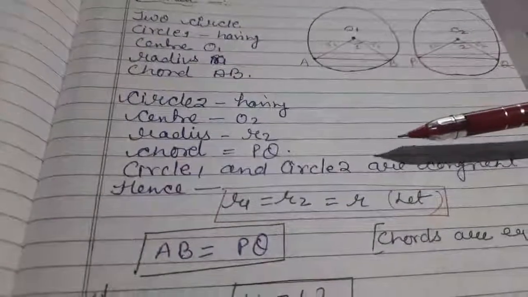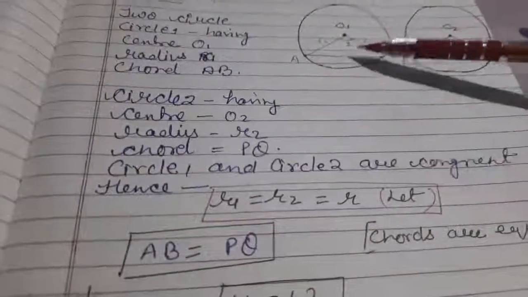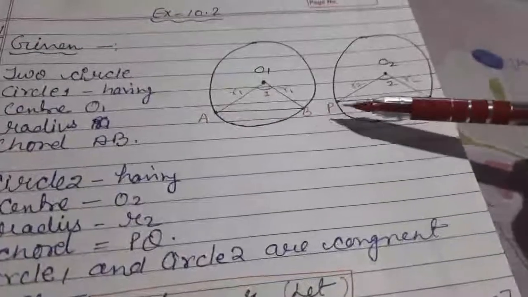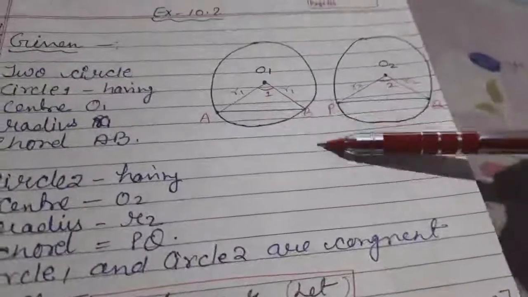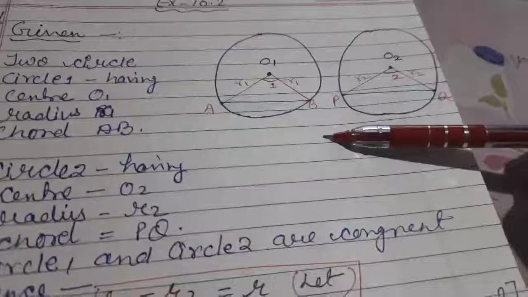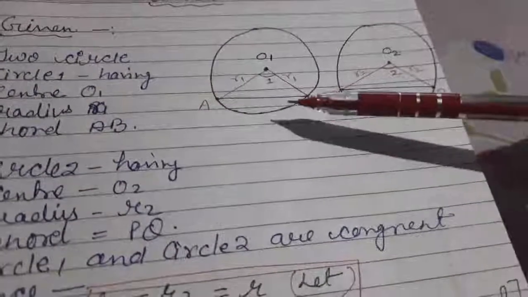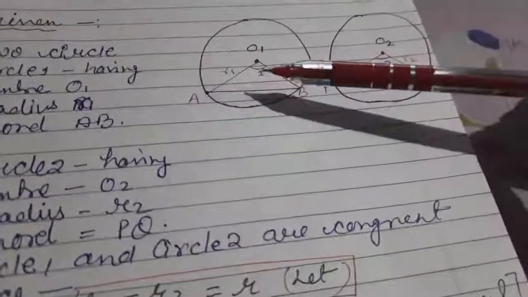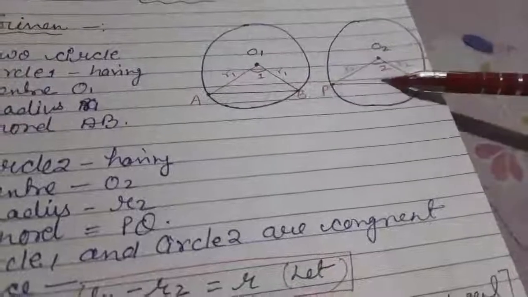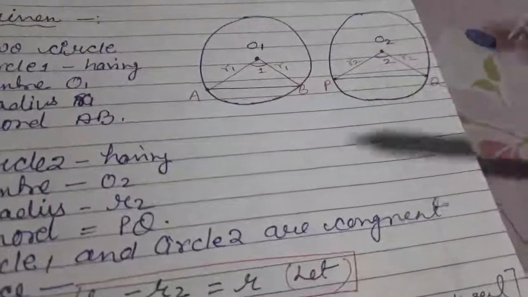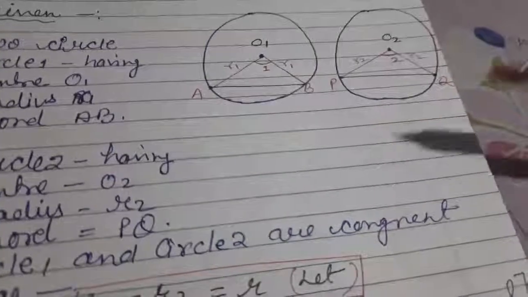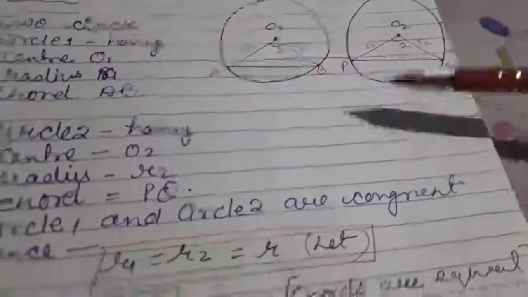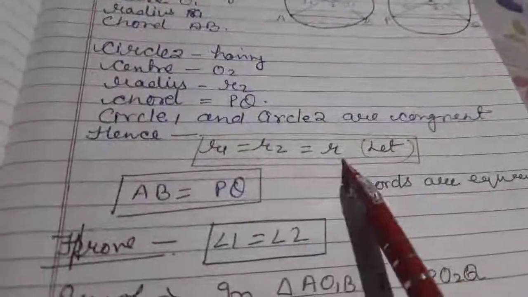One more important thing is given: both chords are equal, that means AB is equal to PQ. And we have to prove that the chords are equal and they both subtend equal angles at the center, where circle 1 and circle 2 are congruent. As we discussed earlier, if the circles are congruent, then their radii will be equal. So R1 is equal to R2, and we are considering R1 equal to R2 equal to R.